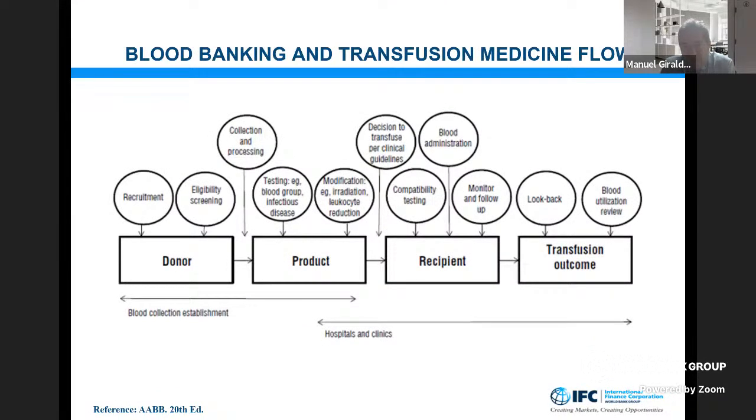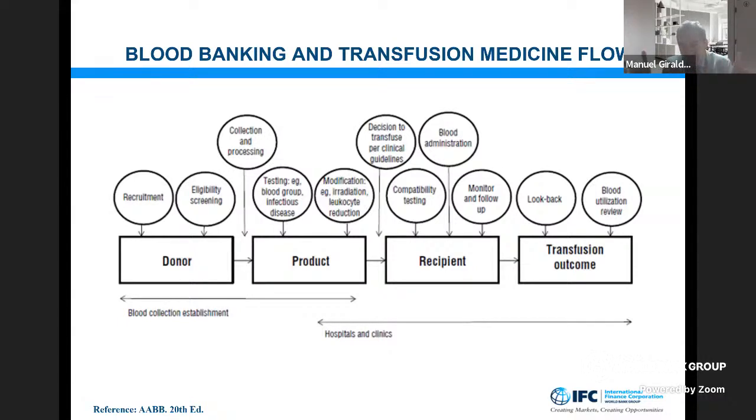So from AABB, I pulled this slide just to show you quickly the steps. Blood transfusion is a very complex process that starts from blood collection and goes all the way through to after the blood is collected and delivered, shipped to hospitals or clinics, or on many occasions the same hospital will collect and transfuse the blood, and will do the screening.